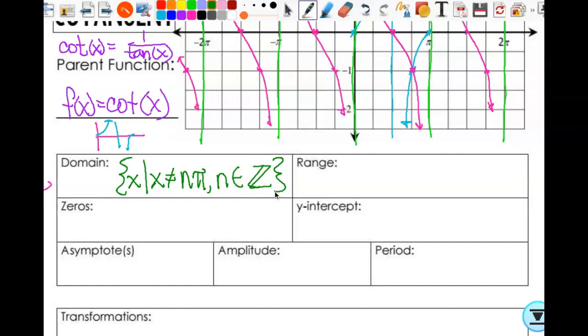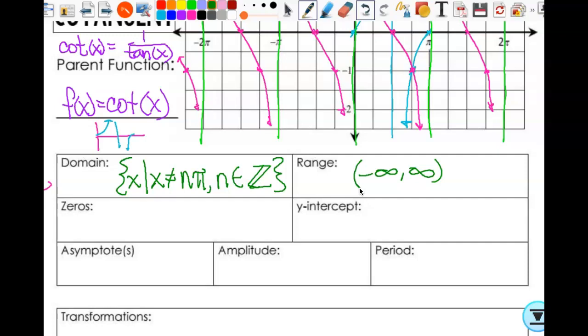Is the range the same as it was for secant and cosecant? No, because we don't have that gap in the middle. I start at -infinity, and I go all the way to infinity because it's all real numbers.